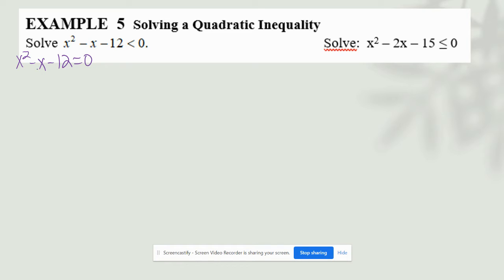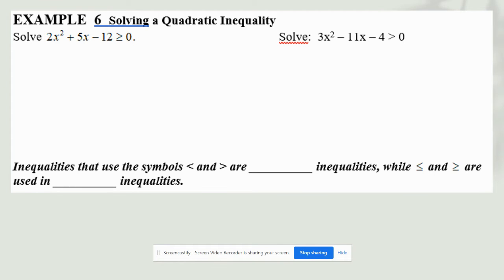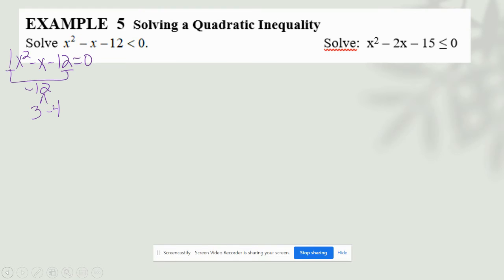I always start with looking for a greatest common factor. This does not have one. So 1 times negative 12 is negative 12. The factors of negative 12 that add to negative 1 are positive 3 and negative 4. Oops. Sorry about that. So factoring, I'm going to bring down x squared. That's a positive 3, so plus 3x minus 4x minus 12.